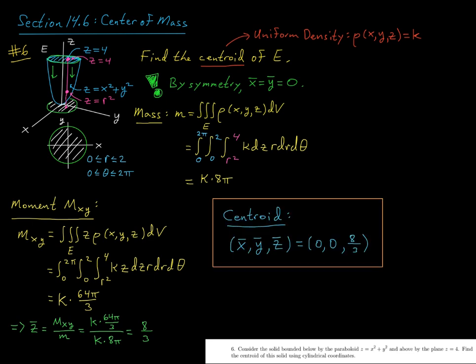All right, so our centroid's located at the point 0, 0, 8/3. So we're saying we're located 2 and 2/3 up along the positive z-axis. And as we said at the very beginning, that makes sense, right? It's certainly a little bit more towards the higher end than the low end. And given that shape, that's what we expected. All right, thanks.